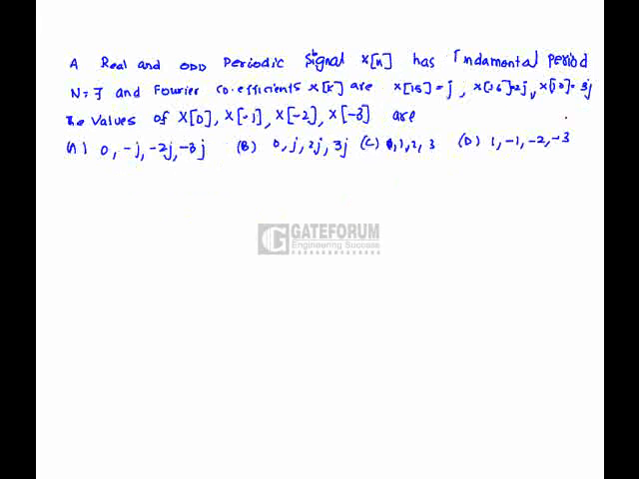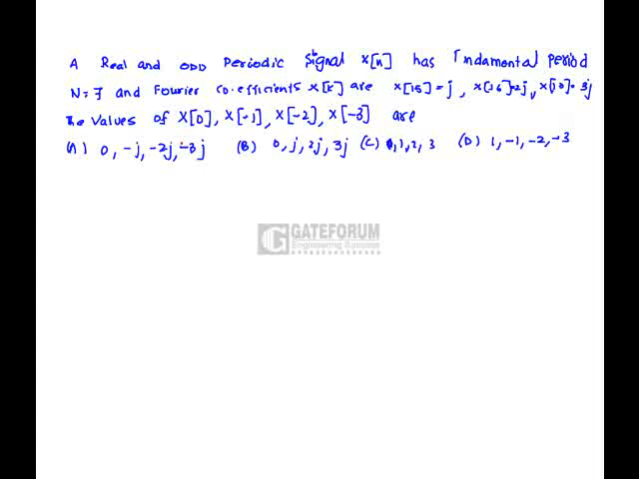A real and odd periodic signal x of n has a fundamental period of 7 and the Fourier coefficients are given as X of 15 equals j, X of 16 equals 2j, X of 17 equals 3j. We have to decide the values of X of 0, X of minus 1, X of minus 2 and X of minus 3.